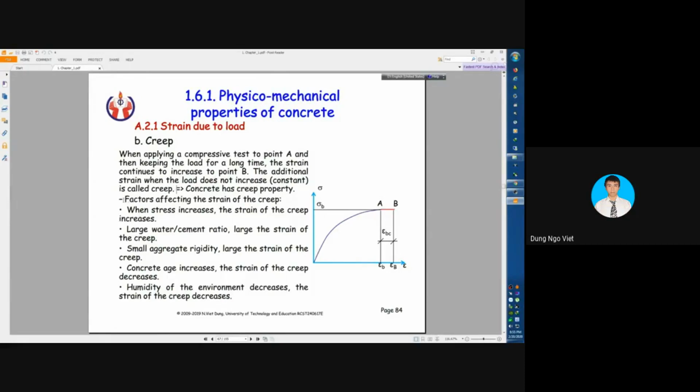And here are some factors that affect the strength of the creep. When the stress increases, the strength of the creep increases. For a large water-cement ratio, the creep increases. And for small aggregate rigidity, the creep increases. And as concrete age increases, the creep decreases. With the humidity of the environment decreasing, the creep decreases.